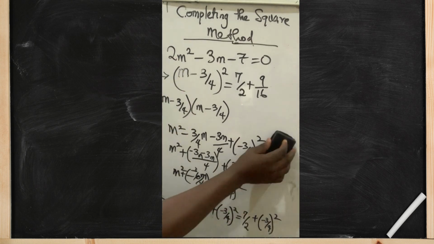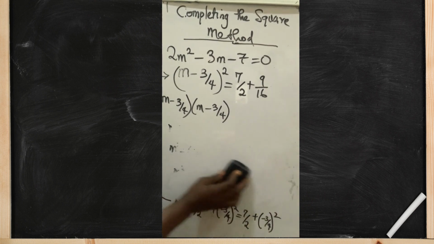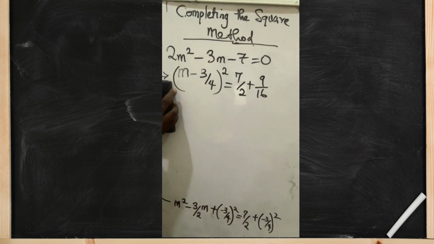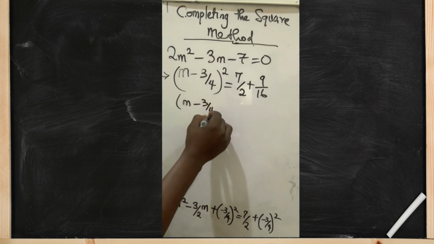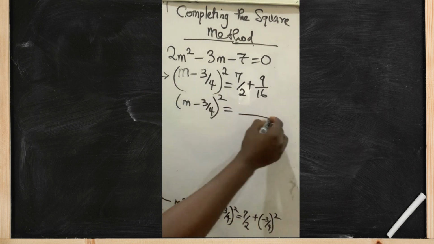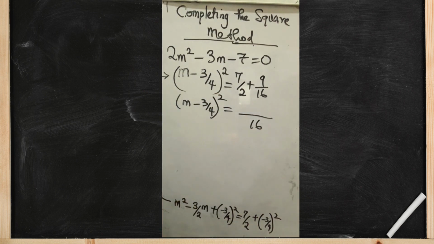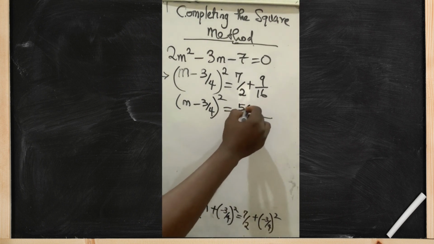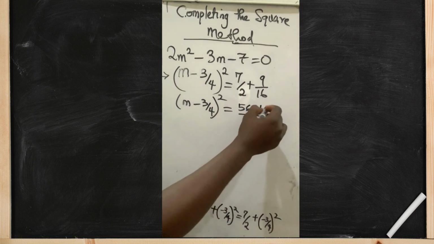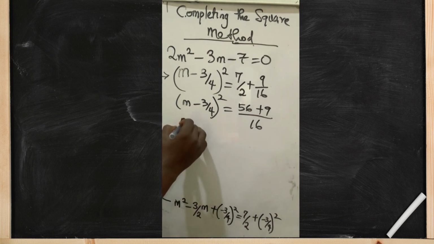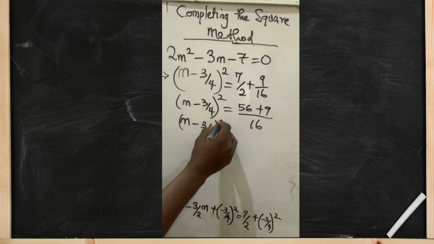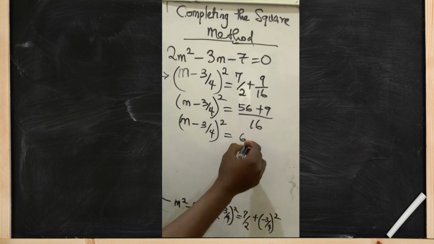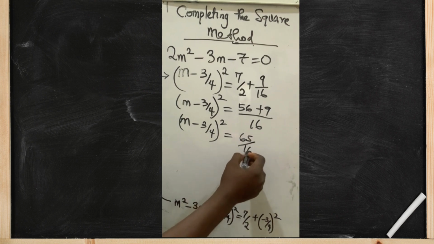Now, let's quickly conclude our completing the square method question. From where we have m minus 3 over 4 square equals 16, and that's 8 times 7, that's 56, plus 9. With this, we're having m minus 3 over 4 square equals 65 over 16.